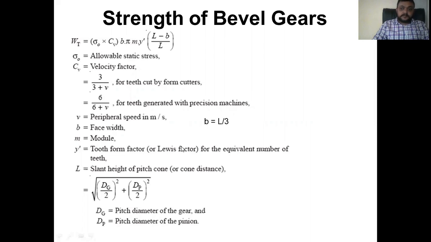So here a similar thing is there. You have to go for similar things. Same thing is there. You have to refer to the strength of the bevel gear. This is the Buckingham equation for bevel gear, where you have to use the formative number of teeth as used in the helical gear, and you have to add one additional parameter, that is (L minus B) divided by L, where L is the slant height of the pitch cone or cone distance.